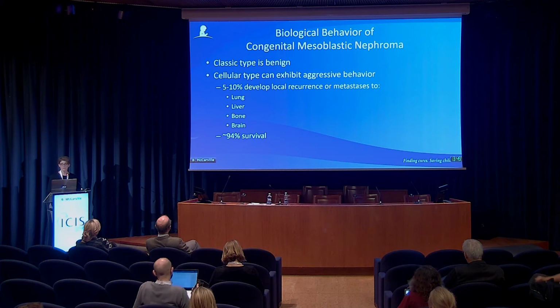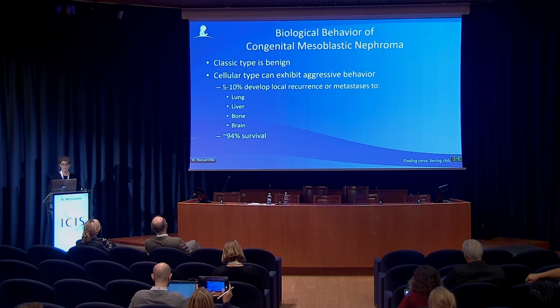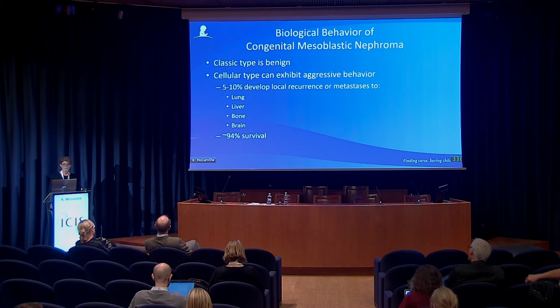So the biologic behavior of these tumors, the classic type is entirely benign. The cellular type, however, can exhibit an aggressive behavior. 5 to 10% of these tumors will develop a local recurrence or metastasize to the lung, to the liver, to the bone, or to the brain. And even though they can metastasize, they have an excellent survival, just like infantile fibrosarcoma.